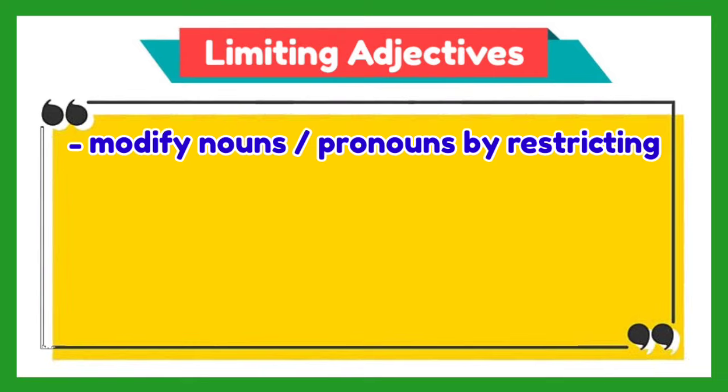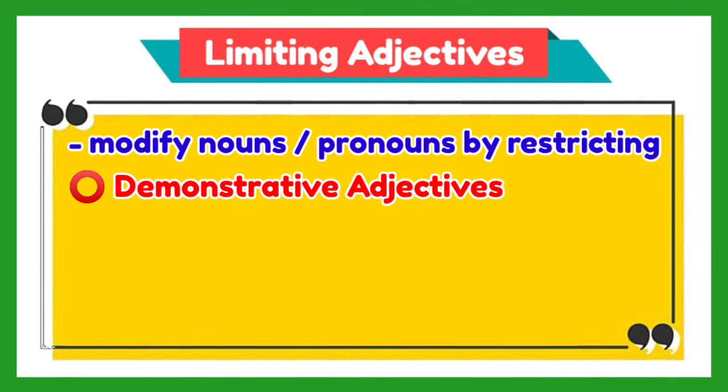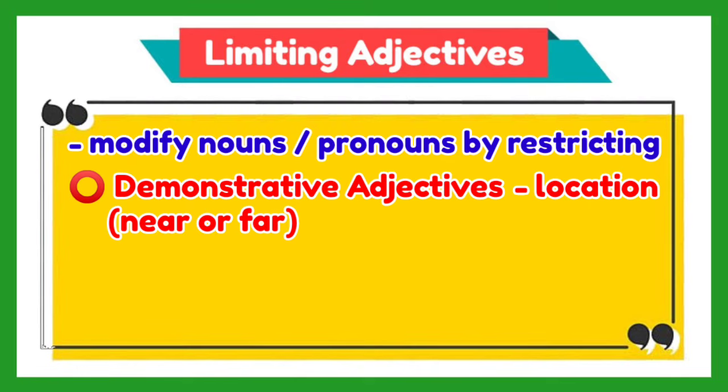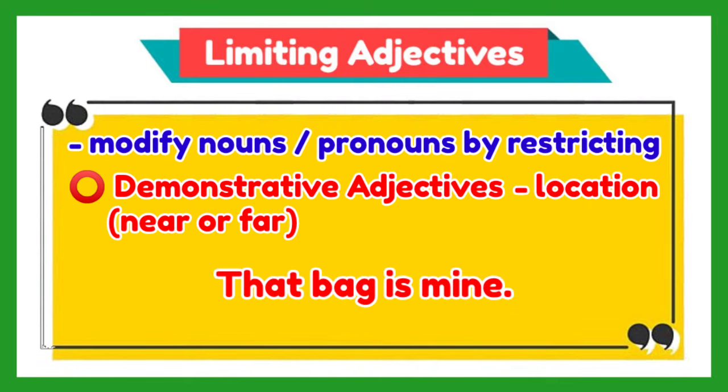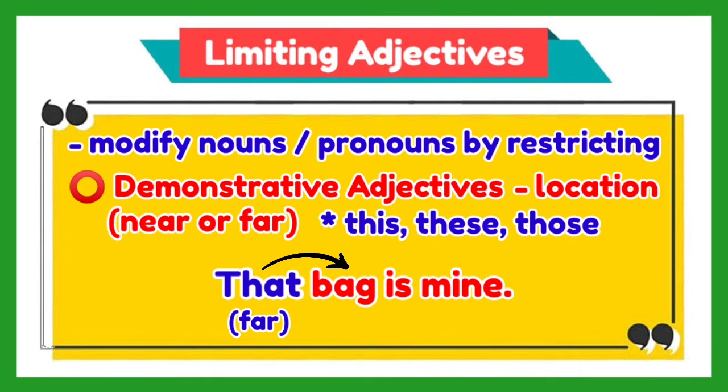Next, we have demonstrative adjectives. They tell the physical location of a person or thing relative to the speaker, whether it's near or far. For example, that bag is mine. The demonstrative adjective in this sentence is that. It is only used to tell that the bag is far or out of reach of the person talking. Other demonstrative adjectives are this, these, and those.